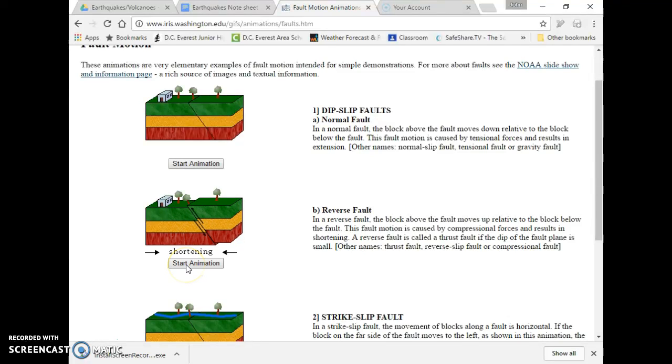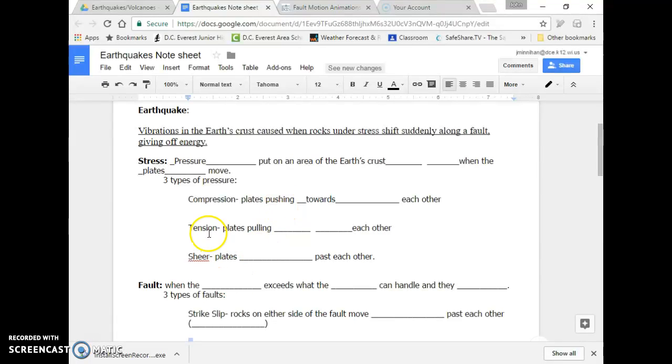And if I start the animation, you see the arrows here are representing compression, and the blocks move in accordance to that. So you can see how this block moves up and over this rock because of the compression force. I'll do it once more here for you. Okay, the next one is a tension stress, and that's when the plates are pulling away from each other.